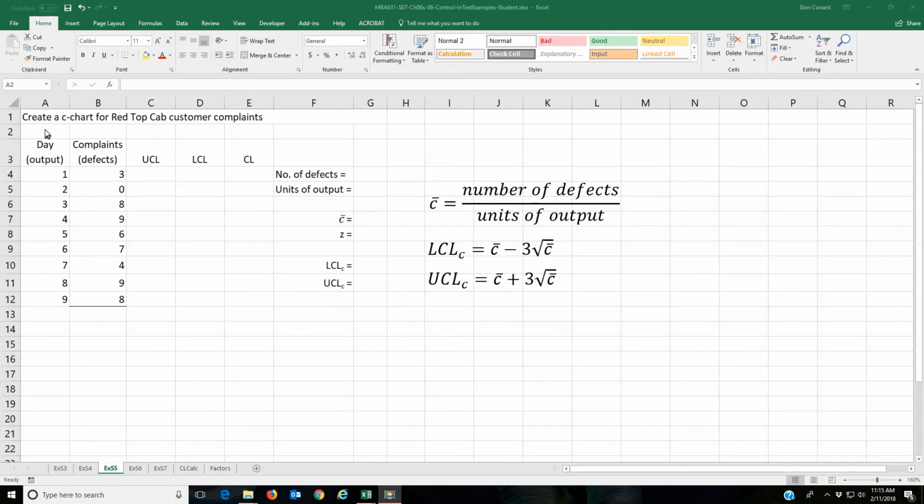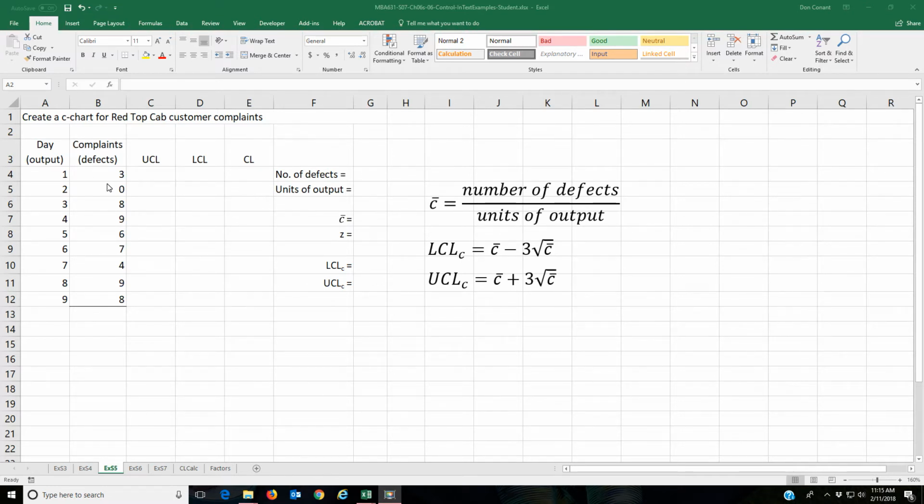This is the C-bar chart or C-chart exercise. Let's go ahead and do this calculation. We're given some values in the text for the red top cab customer complaints. We're given the day or the output, 1 through 9, and the number of complaints or defects that are provided.